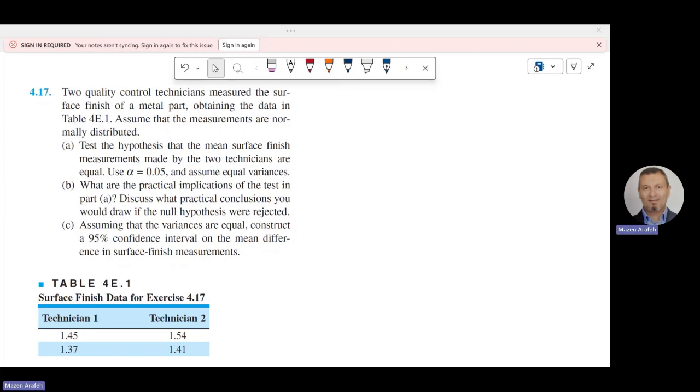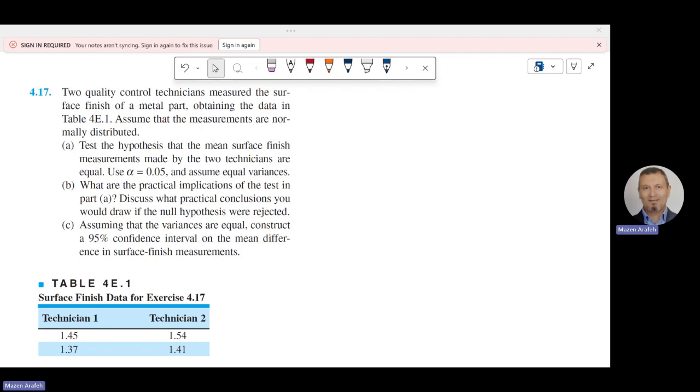Okay, let's do problem 4.17. Two quality control technicians measured the surface finish of a metal part, obtaining the data in table 4E.1. Assume that the measurements are normally distributed. Test the hypothesis that the mean surface finish measurements made by the two technicians are equal. Use alpha equal to 0.05 and assume equal variances.